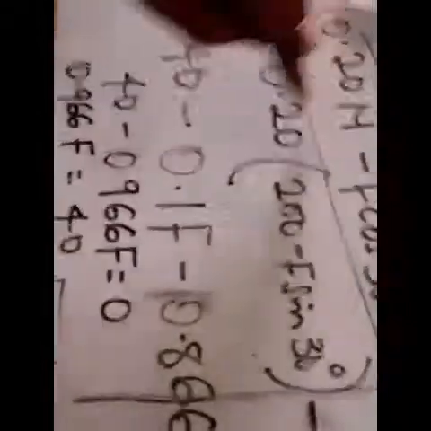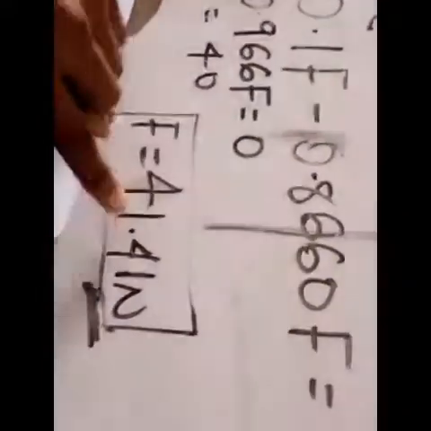Back to the question. When I resolve this, I make my N the subject of the formula, and I have this as equation 3. So I substitute my N into this equation. My N here, put inside here, I have 0.20 open brackets, 200 minus F sine 30 degrees, close brackets, minus F cos 30 degrees equals 0. So multiplying this with this, I have my 0.20 multiplied by this. I have my value as this, and I have F equals 41.41 Newton.